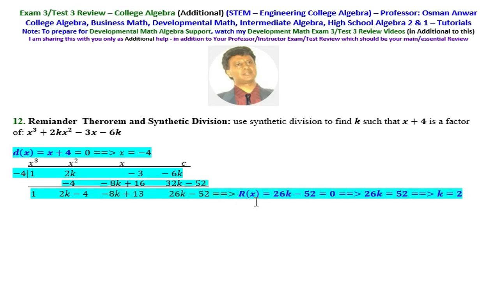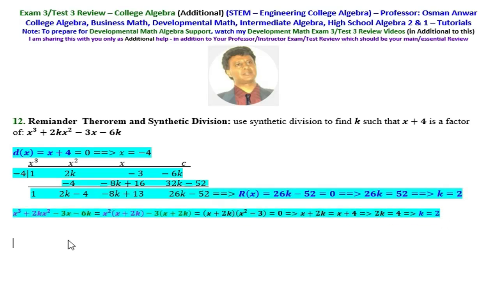That means r of x equals 26k minus 52, and this is 0 because minus 4 is a zero, which is a factor. So set this equal to 0, that means 26k equals 52, divide both sides by 26, k is equal to 2.